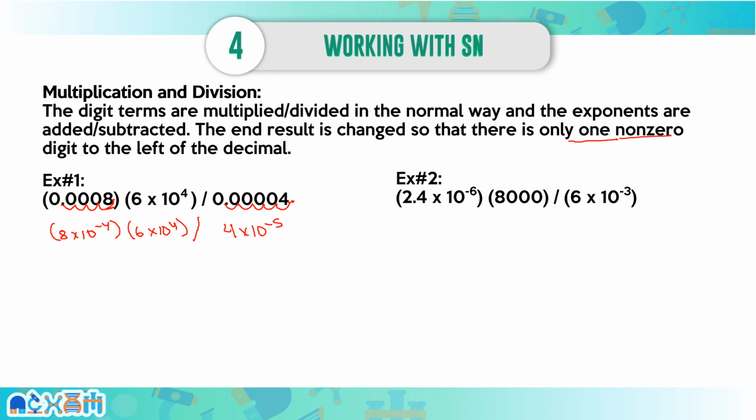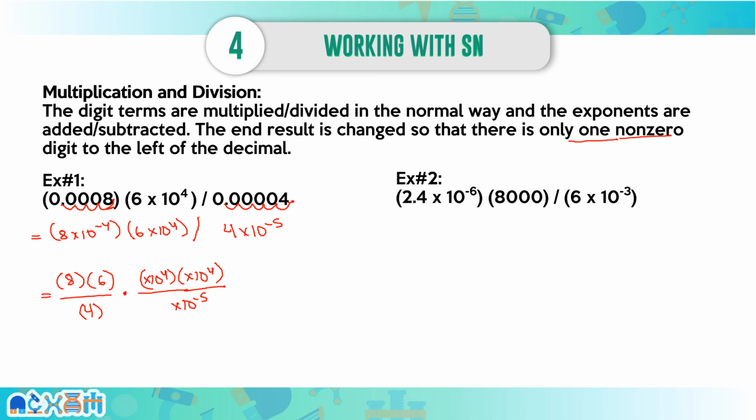So from here, just combine the digit terms and the exponents. So this will give you 8 times 6 multiplied by 4, divided by 4, multiplied by their exponents, so that's times 10 to the 4, and you have times 10 to the negative 5. So this is your equation there.